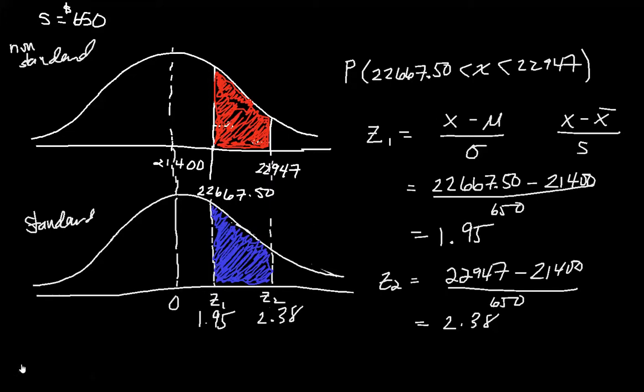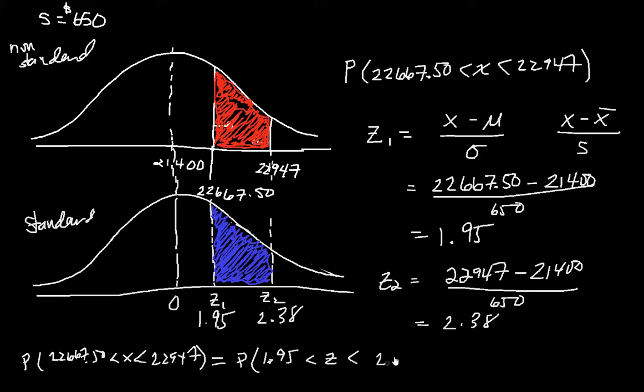I now know that the probability that x is between 22,667.50 and 22,947 is exactly the same as the probability that z is greater than 1.95 and less than 2.38. The only thing we need left to do is find what that probability is.